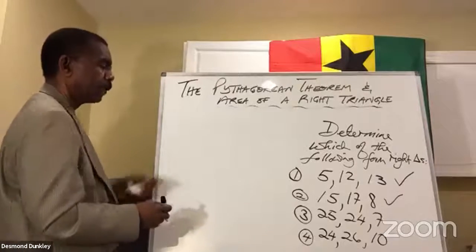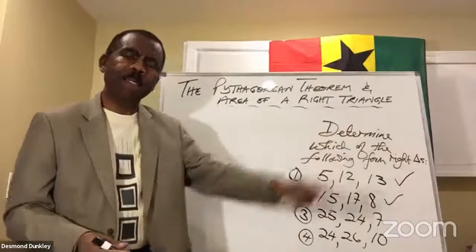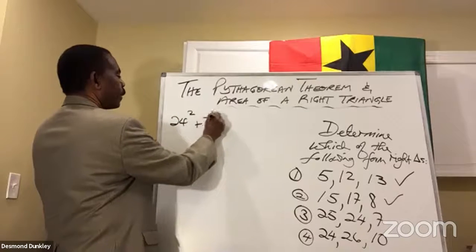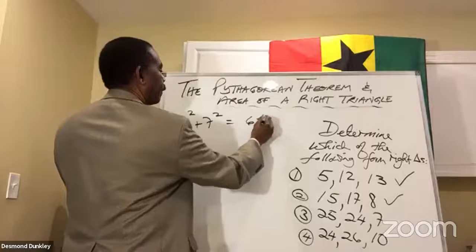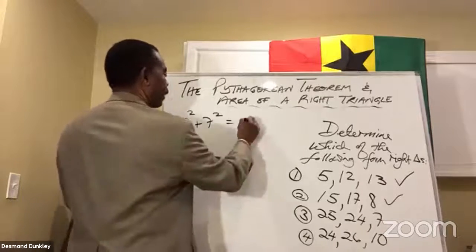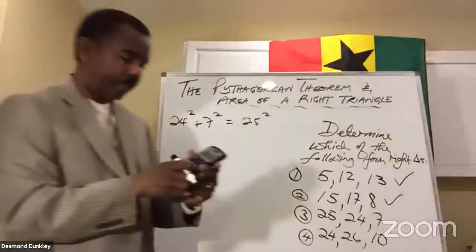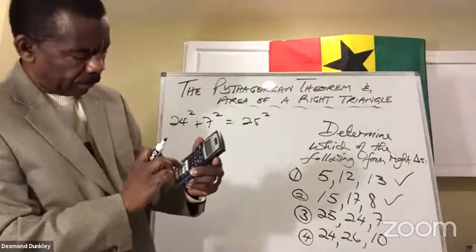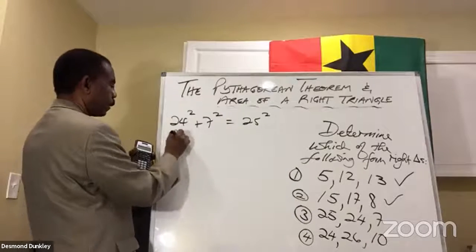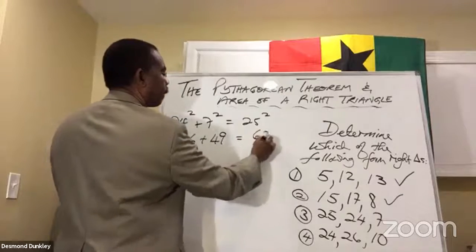Now the next one is 25, 24, 7. So we realize that 25 has to be by itself. So we go to 24 squared plus 7 squared. Is it equal to 25 squared? My brain just went fast. I do not know 24 squared. So let's try it. 24 to the power 2. According to this, it says 576. And that's 49. Is equal to 625.